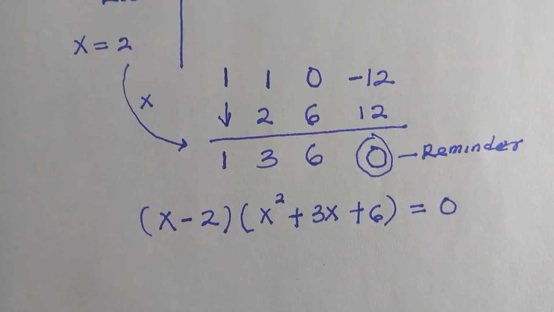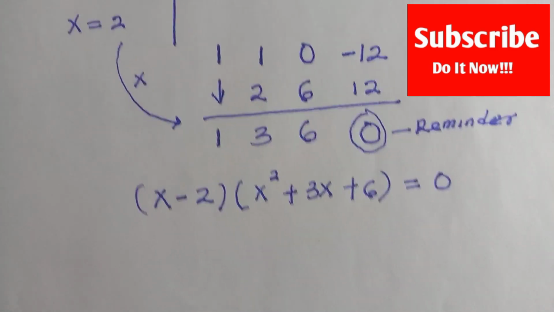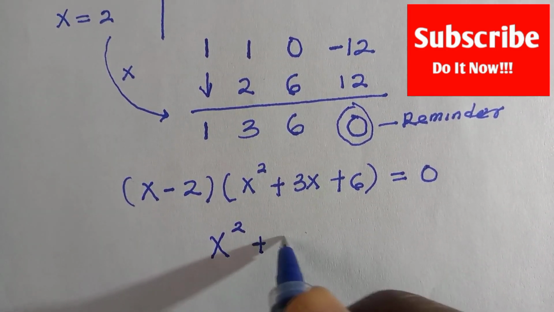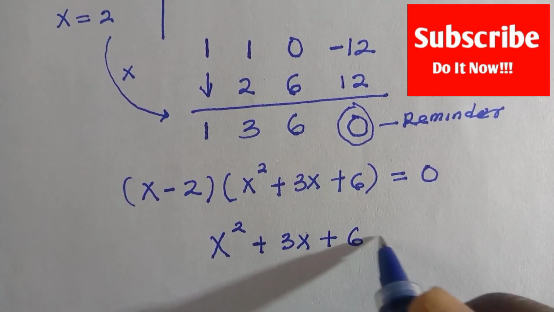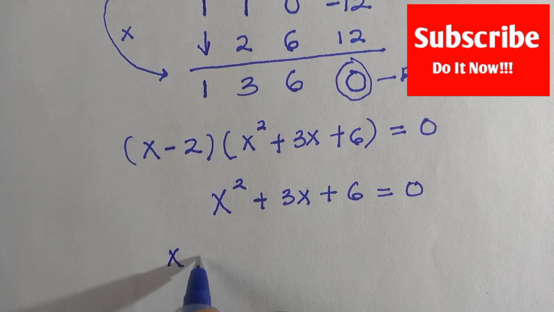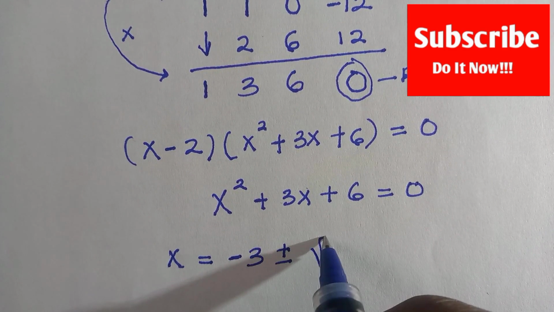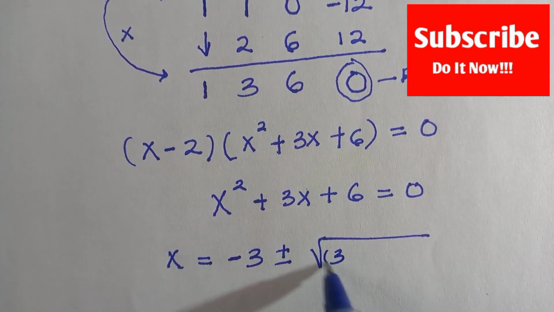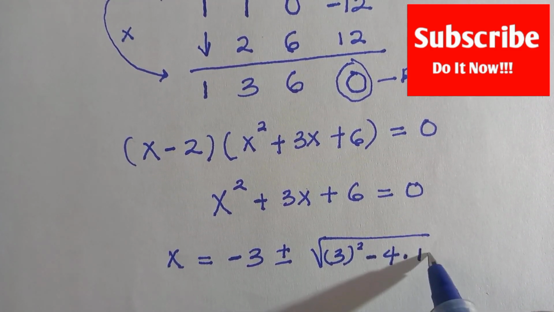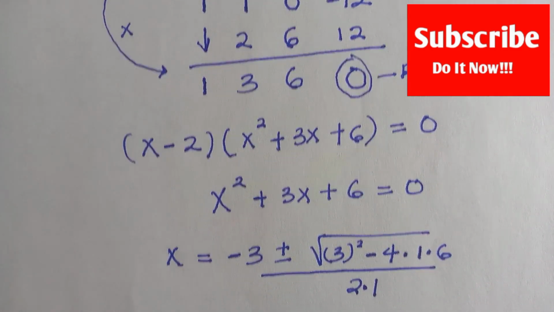And since we have factorized this thing halfly, we can go for the next thing as x raised to power of 3 plus x raised to power 2 plus 3x plus 6 equal to 0. We can solve this one quadratically by using the quadratic formula, x equals to minus 3 plus or minus the root of 3 raised to power of 2 minus 4 dot 1 dot 6, all divided by 2 dot 1.